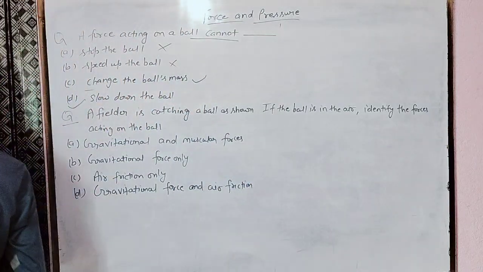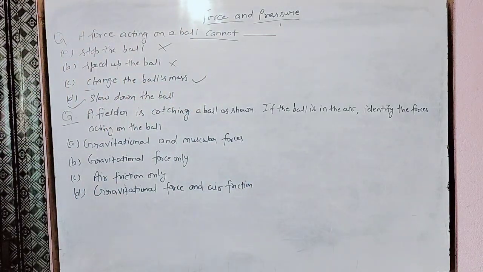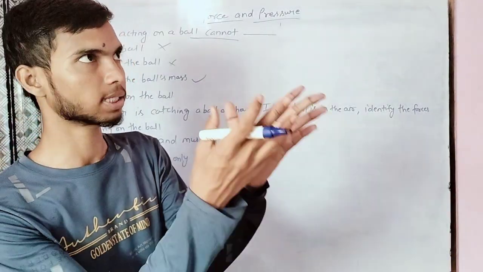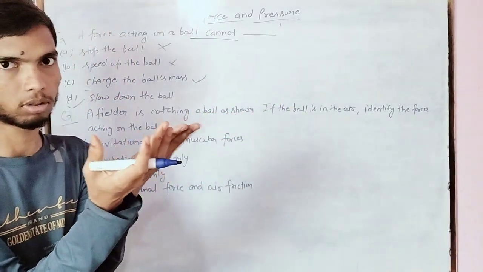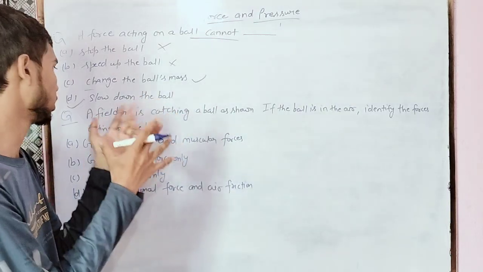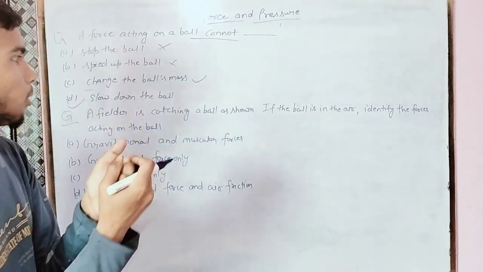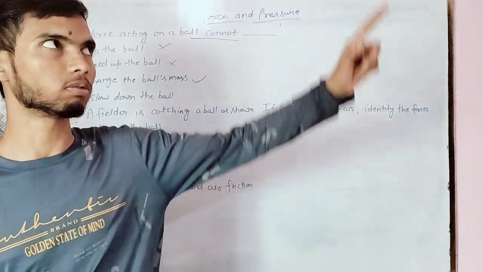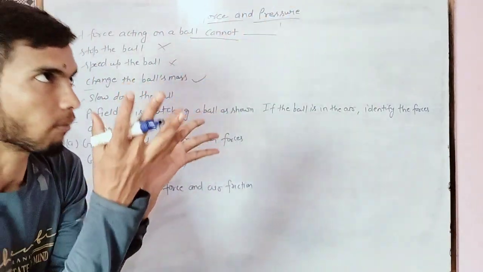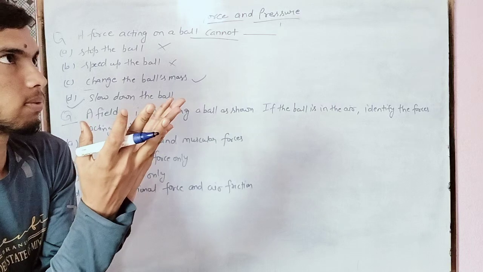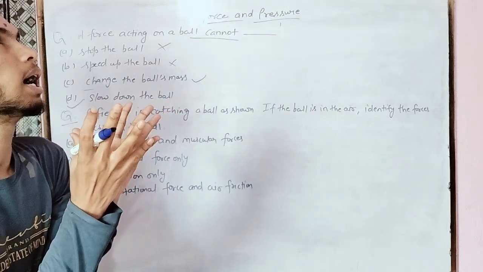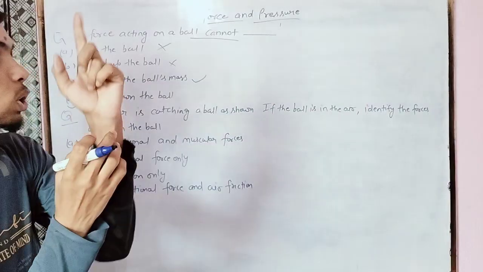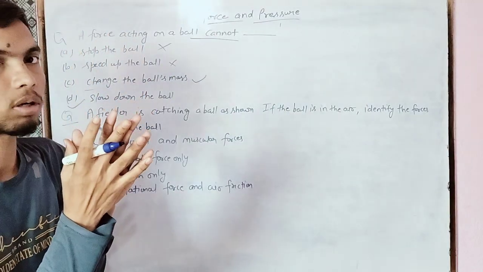We have this next question. It is saying a fielder is catching a coming ball. A fielder is catching a ball as shown in the figure. If the ball is in the air and the fielder is like this, identify the forces acting on the ball.